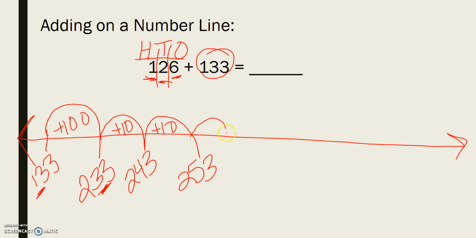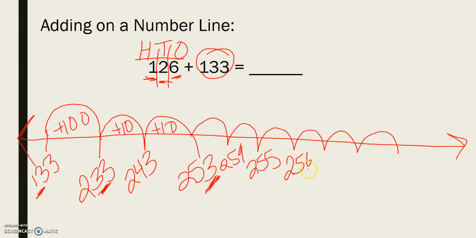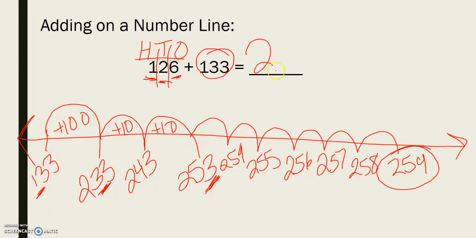So I've got 6 ones. 1, 2, 3, 4, 5, 6. They should be smaller than the tens, even if it doesn't look that way. All right, so I've got 253. Now I'm adding my ones, so 254, 255, 256, 257, 258, and 259. So 259 is my answer. Pretty simple, huh? We're going to move on to a more difficult problem.